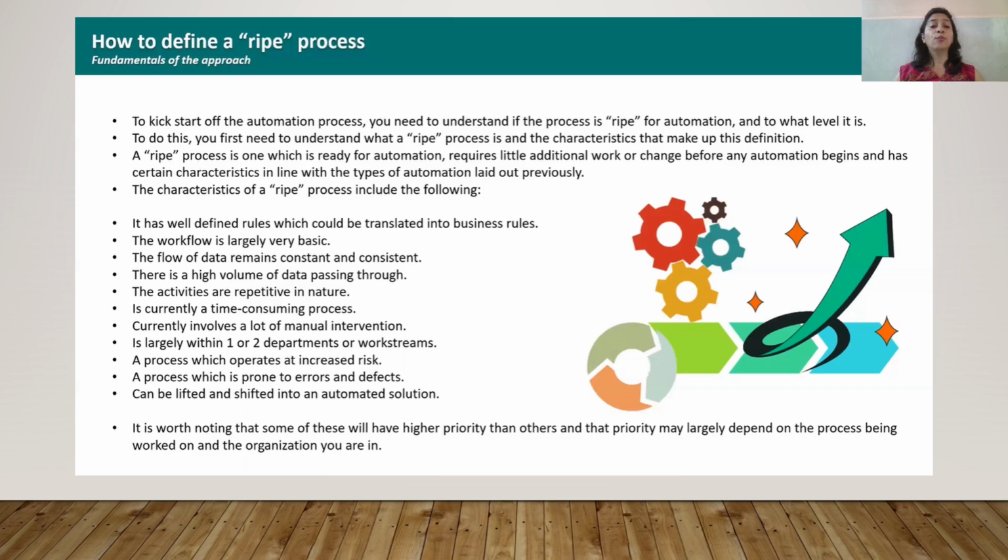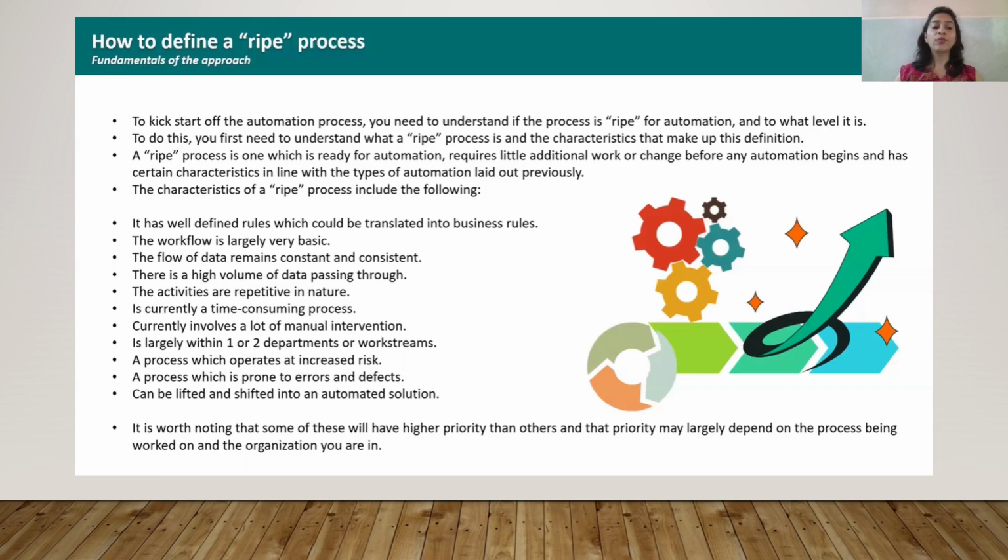So the most important word here is "right". What is to be defined as the right process? We have understood what a process exactly is, so we are now going to learn about the word "right", the right process. To kickstart the automation process, you need to understand if the process is ripe for automation and to what level it is. To do this, you first need to understand what ripe means. Are there any characteristics making up this definition? So just focus on it now.